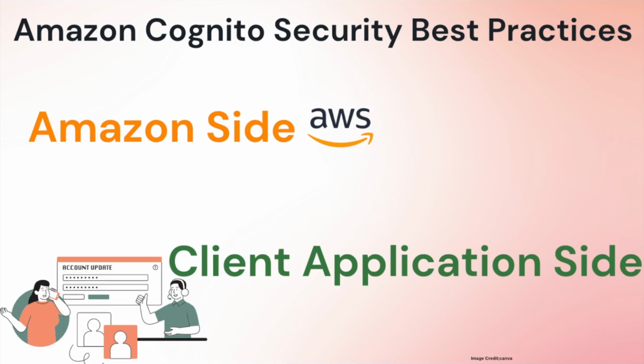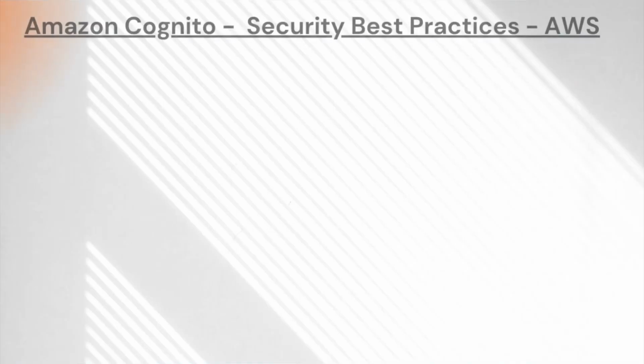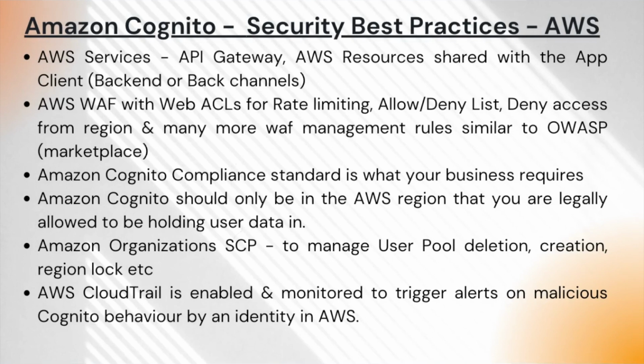I can use that to delete a user pool. I can use that to create a user pool. I can use that to create a client or maybe even add a client. Now, the other side that you also need to worry about is the client application side, which is the client that is interacting with Amazon Cognito to authorize users to access information. This is where your split comes in. I'm going to talk about the AWS service as a security best practice first, and then we're going to talk about the application side as well.